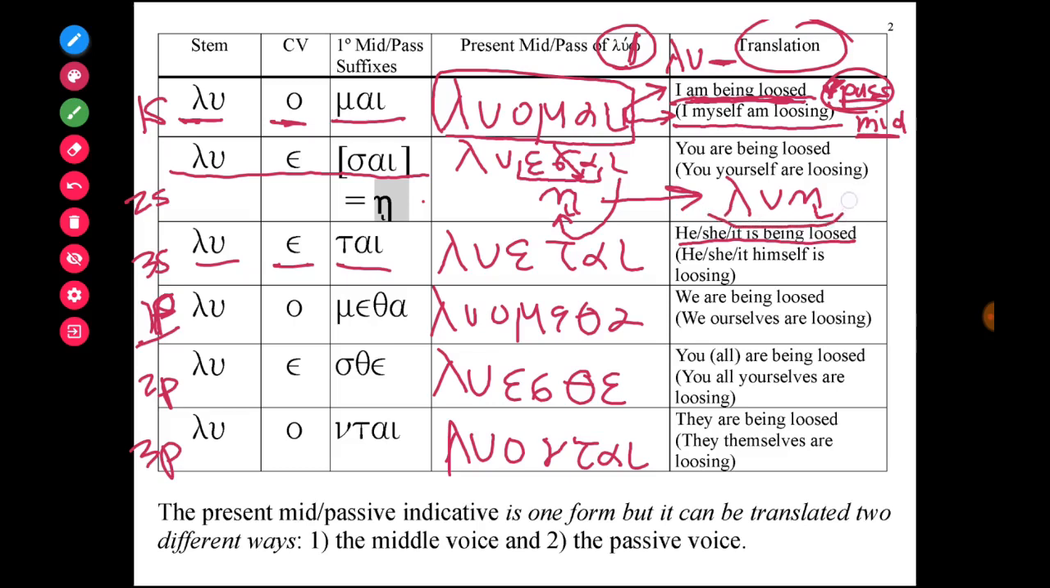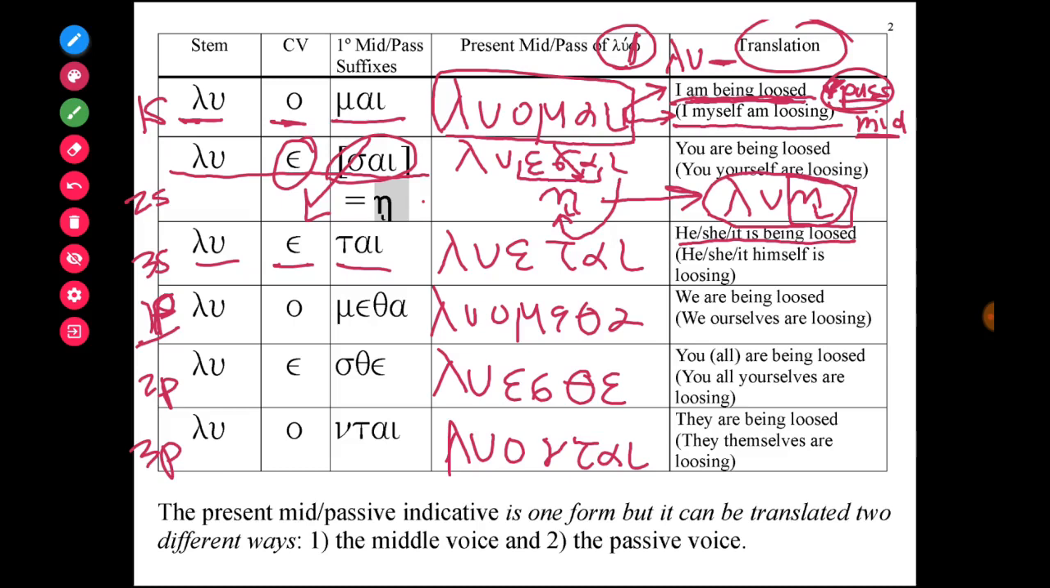And for all verbs in the present middle passive indicative, you will see this ending, eta, as the final form, which occurs because when you add the connecting vowel with sai, the sigma drops, and the remaining vowels combine to form an eta plus an iota subscript. So the forms for the verb luo, I am being loosed, you are being loosed, he, she, it is being loosed, we are being loosed, you all are being loosed, they are being loosed, are as follows.